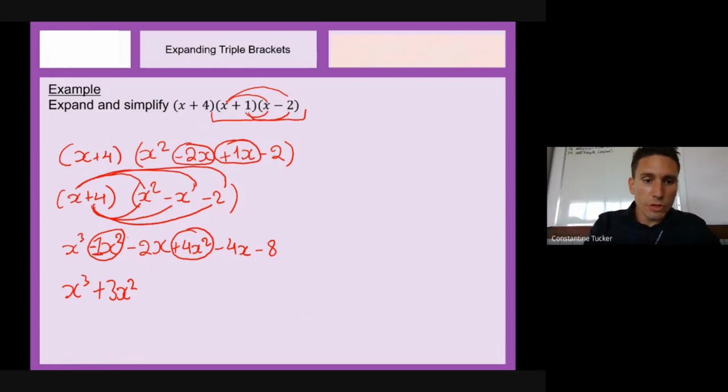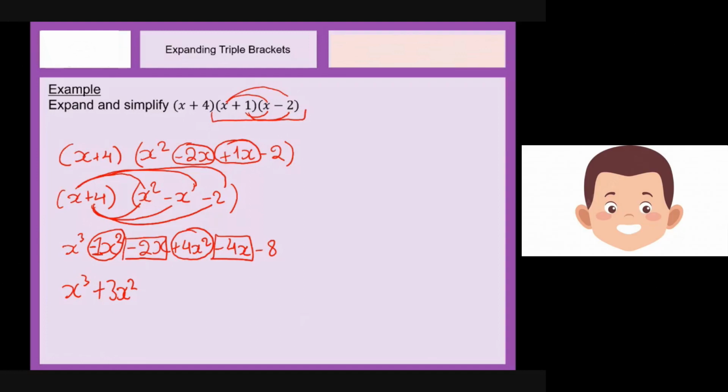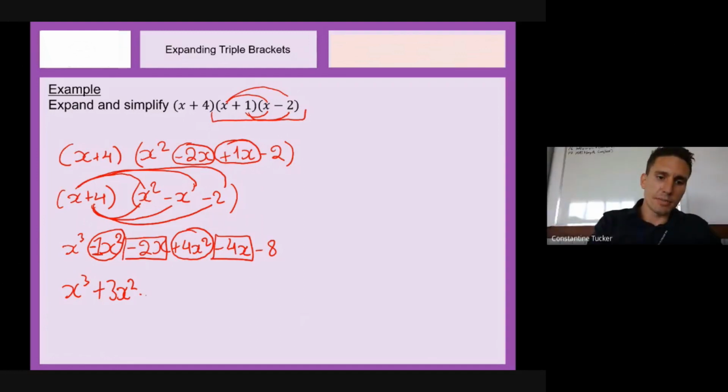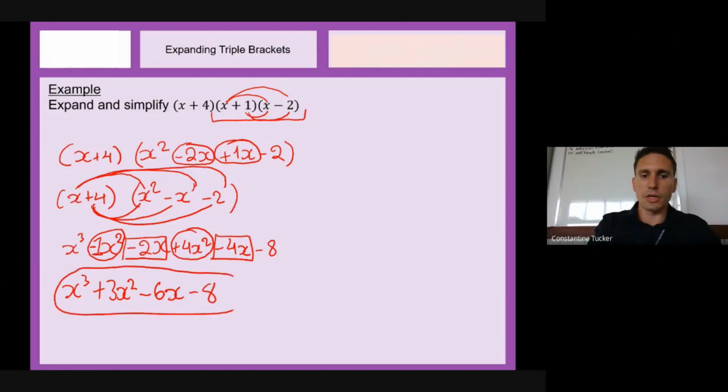And now we can move on to minus 2x minus 4x. So minus 2. That's it, minus 6x. And then finally, we'll just copy that minus 8 there. So this is the final answer. So although it took a bit of time, we got there in the end.